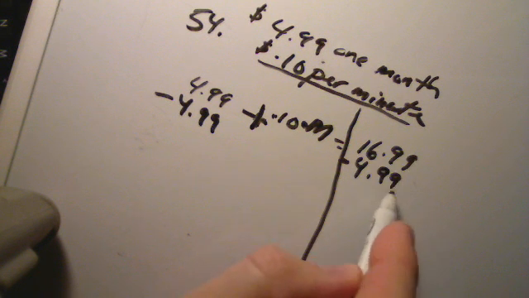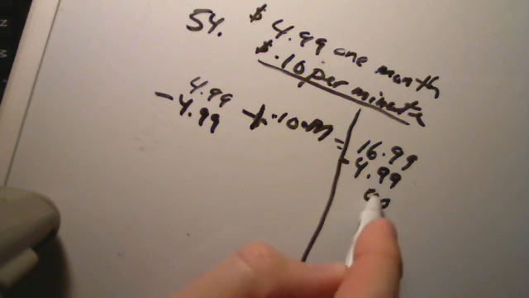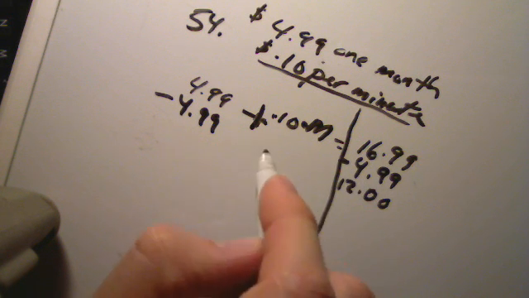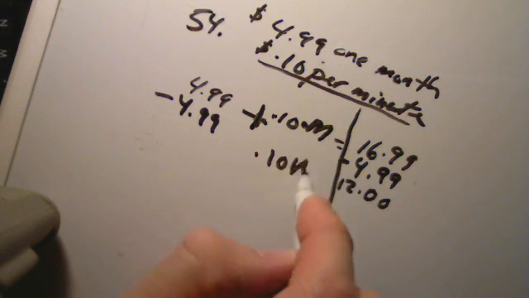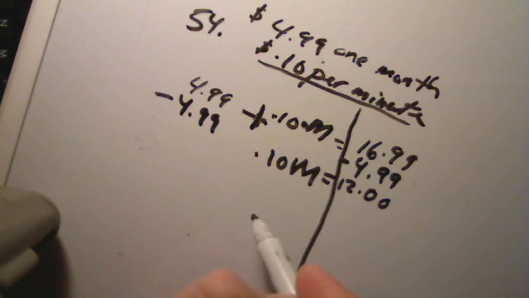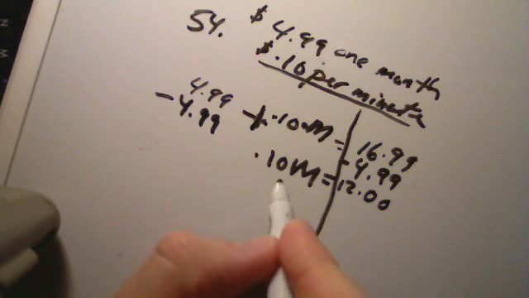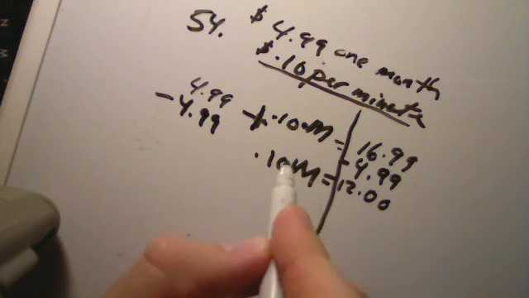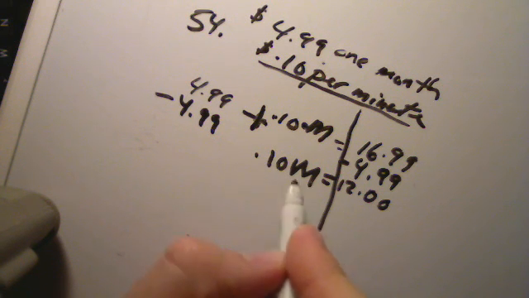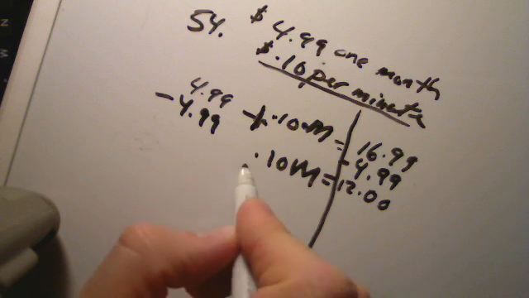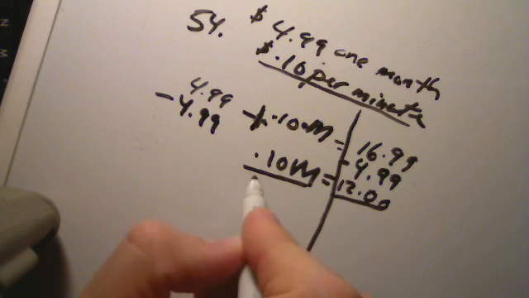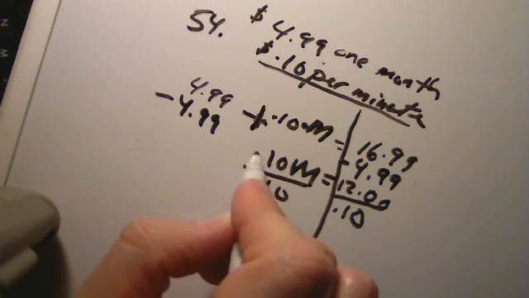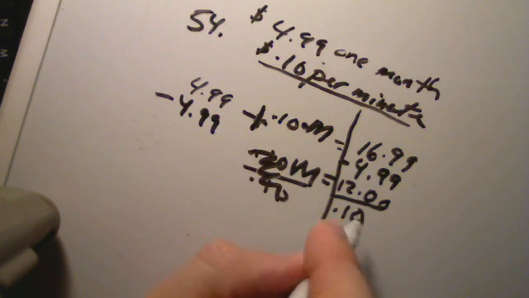So 9 minus 9 is 0, 9 minus 9 is 0, and 16 minus 4 is 12. Drop down 0.10 M. This cancels out, so I have to think 0.10 M equals $12. 0.10 is timesing the M, so to get rid of times, we have to divide both sides by 0.10. Opposite of multiplication is division. So we divide that. So we have M.